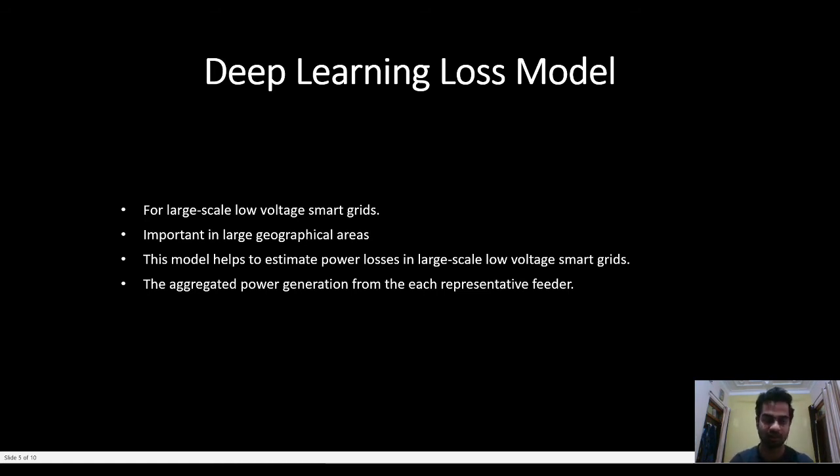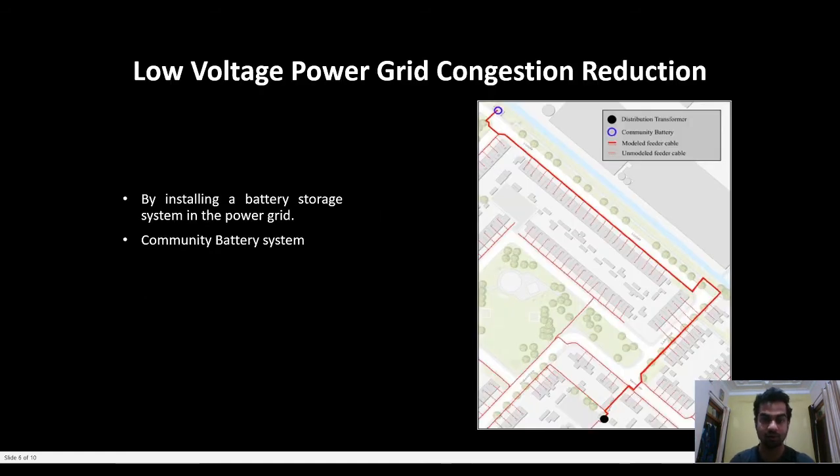So the next part will move on to low-voltage power grid congestion reduction. How to reduce the power congestion? The first method is by installing a battery storage system in the power grid. This helps distribution network operators with the congestion problem caused by decentralized renewable generation. A more potential solution for this problem is the community battery system. The solution to the problem is congestion control by using energy storage.